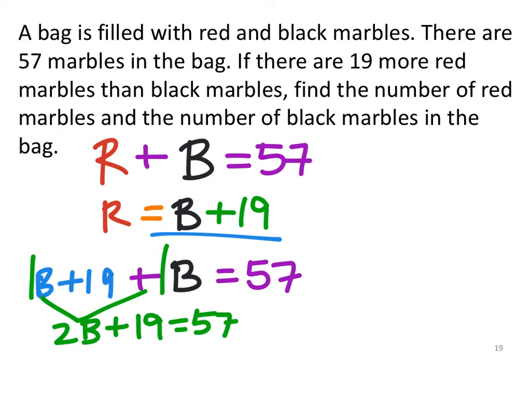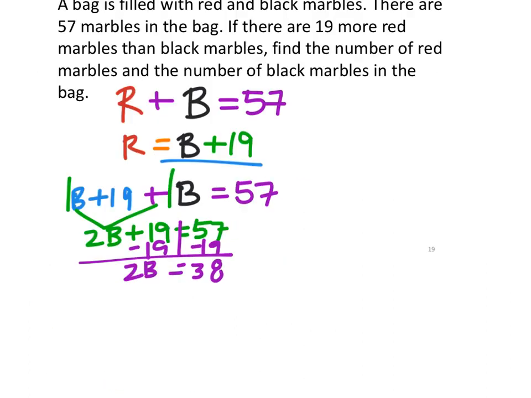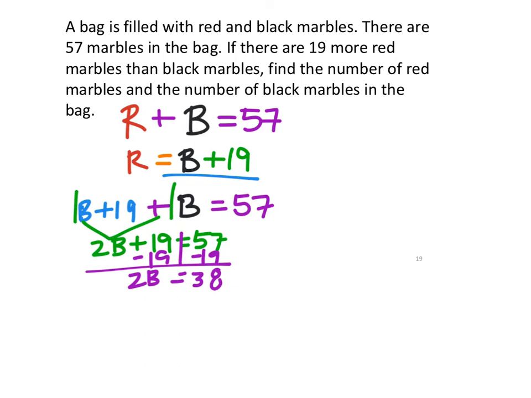Then we'll subtract 19 marbles from both sides. That would tell us how many marbles would be in two sets of black marbles, and that's 38. So if we had two sets of black marbles, we'd have 38 marbles, but we don't want two sets. We just want to know how many is in one set of black marbles. So we'll divide both of these by 2, and the number of black marbles then is 19.